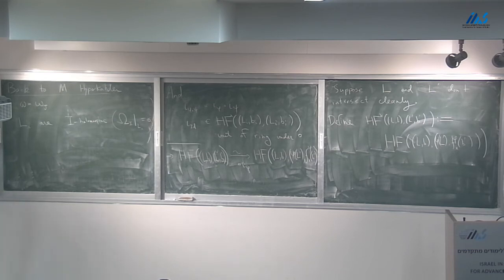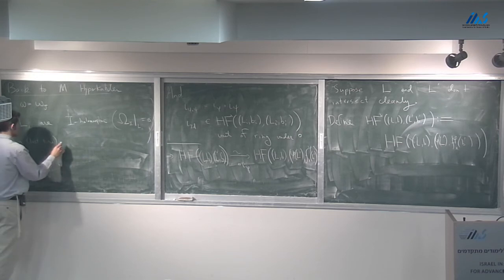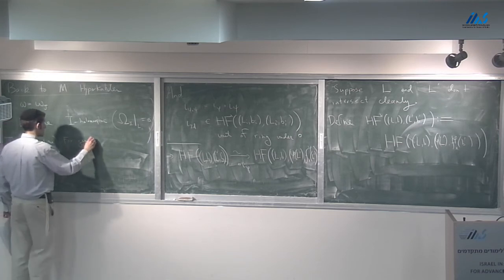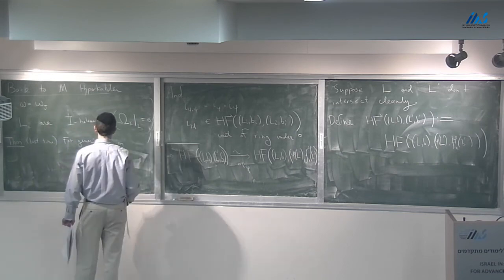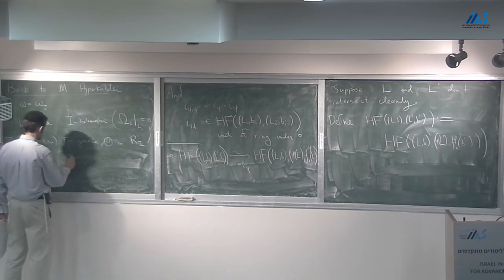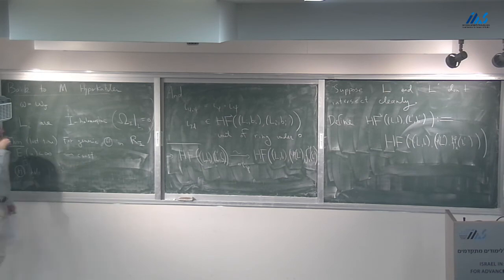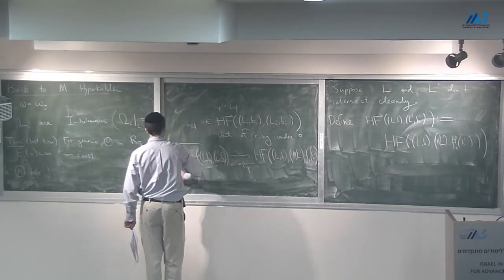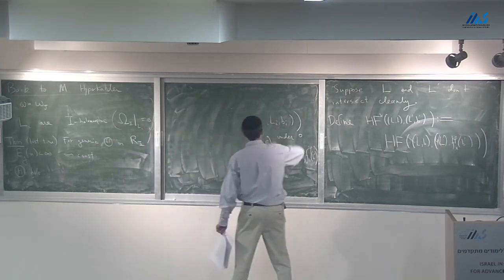Then the first thing is the theorem from last time, which says that basically there are no non-constant holomorphic maps: for a generic theta in this circle R_i, a theta-holomorphic map had to be constant. Okay, so what does this say about the Fukaya category in this situation, Floer homology?